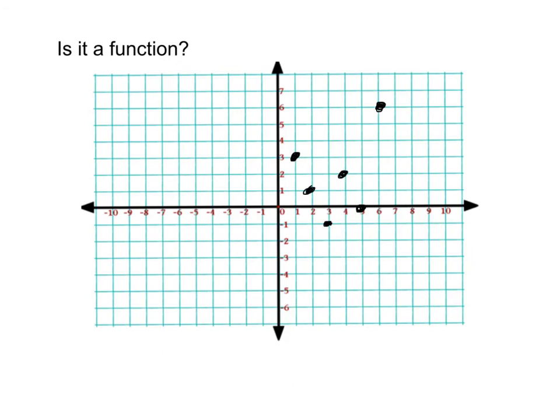Alright, again we have a graph here, so let's do our vertical line test. All we want to do here is draw a vertical line through every single spot on that graph. And in this case, every single vertical line only intersects one point. So yes, this is a function by the vertical line test.